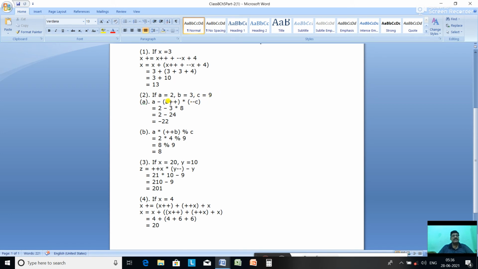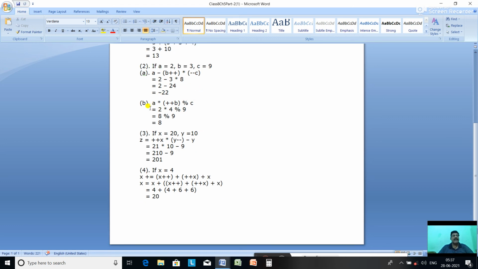Second example, if a equal to 2 and b equal to 3, c equal to 9. The a minus b plus plus into minus minus c. The a value is 2, the 2 minus b plus plus, it is a postfix, so use the initial value, the 2 minus 3 into minus minus c, it is prefix, so change the value, so c value will become 9 minus 1, 8. After that, according to precedence of operator, first 3 into 8 will take place. The 3 into 8, 24, and 2 minus 24 minus 22.